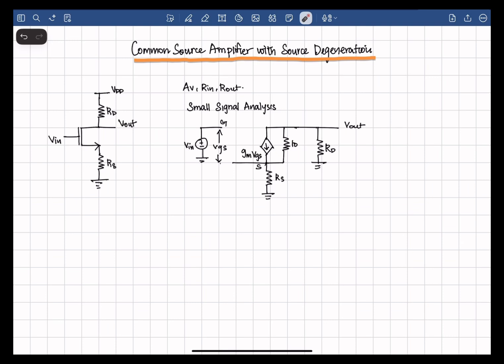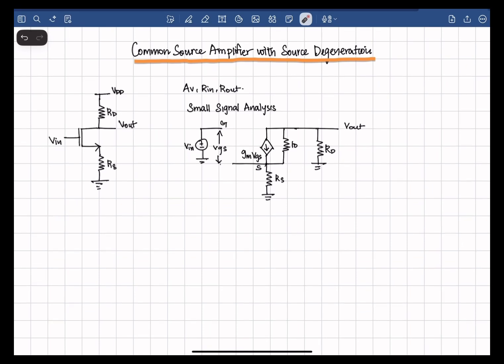And we know VGS is equal to VG minus Vs. The rising voltage at the source opposes the initial increase at the gate. This degeneration limits the variation of the drain current, making the amplifier's response more stable and linear. And we are going to find the voltage gain, input impedance, and the output impedance of this topology.